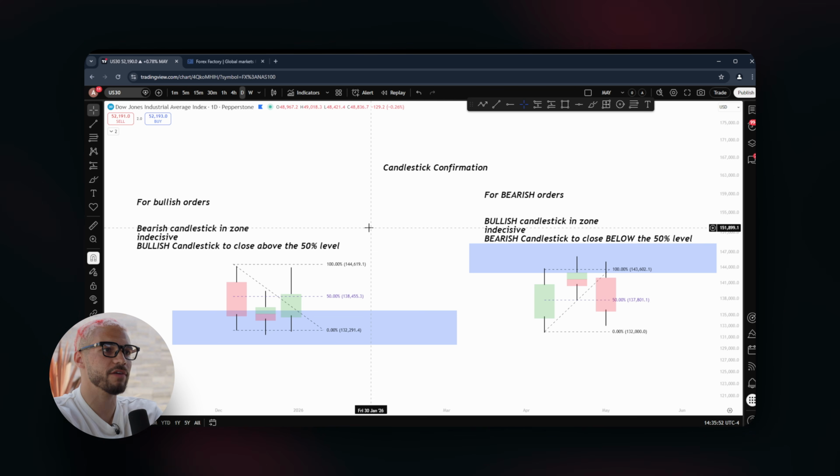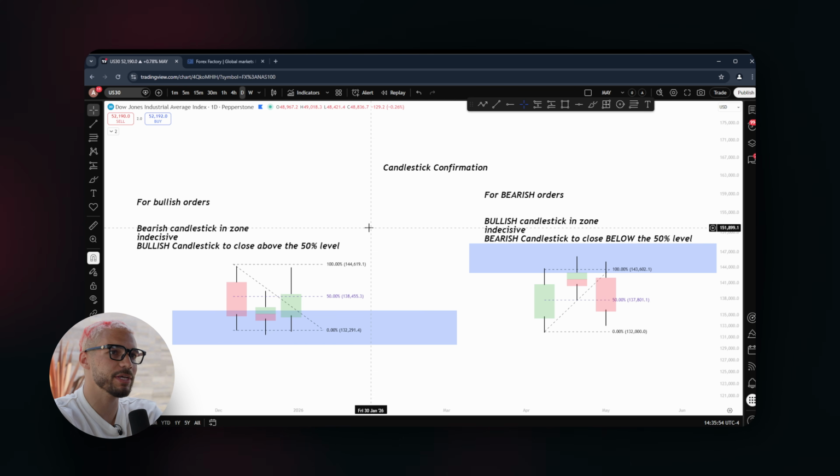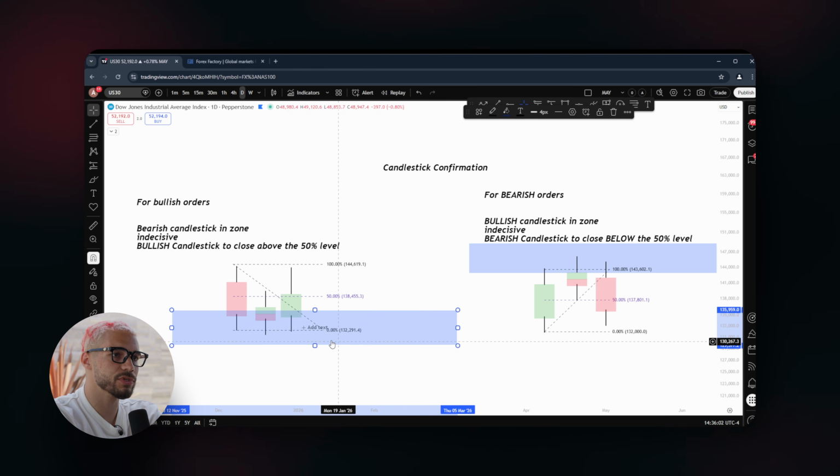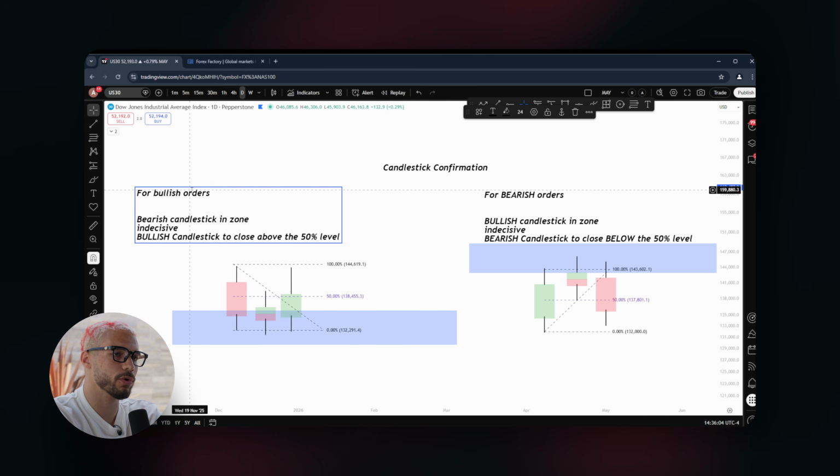Guys, I cannot stress enough how accurate this candlestick confirmation has been for me. And it's very simple. You're going to be marking out your supply or demand levels. So in this order here, we have a bullish order, right?